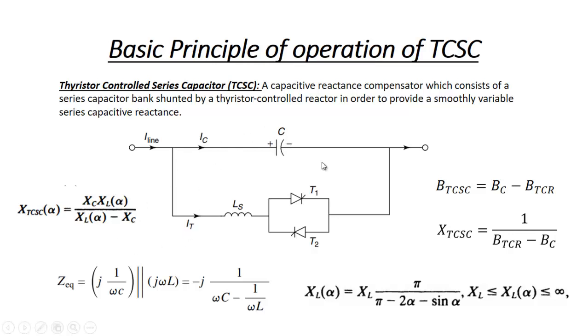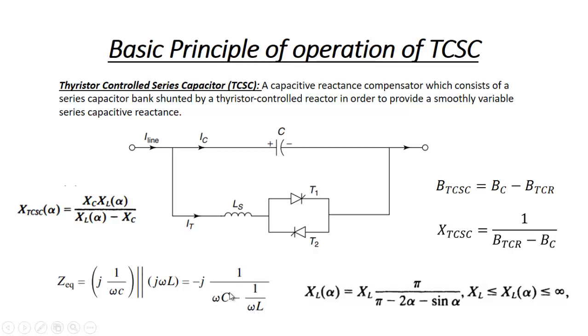So the overall impedance of this circuit will be given by 1 by j omega C in parallel with j omega L. So the overall combination will be like this: minus j into 1 divided by omega C minus 1 by omega L.